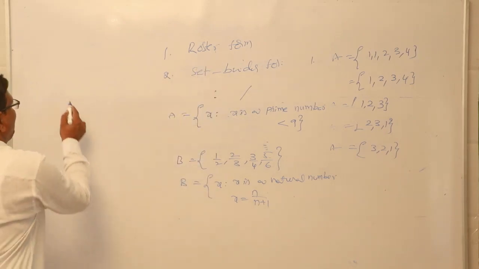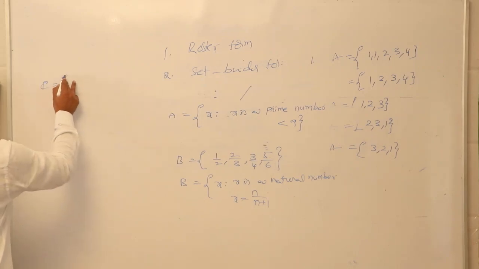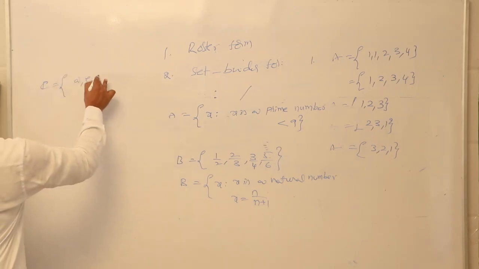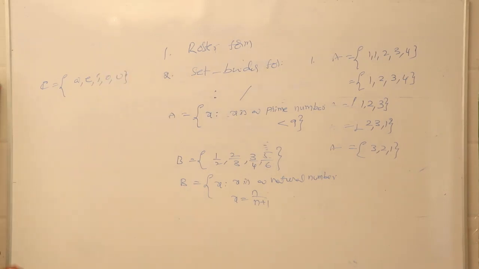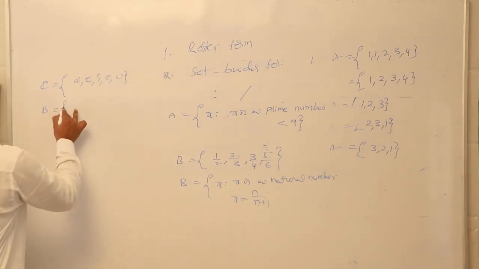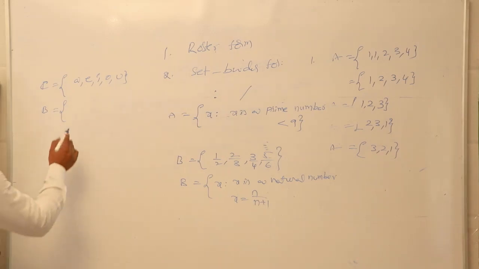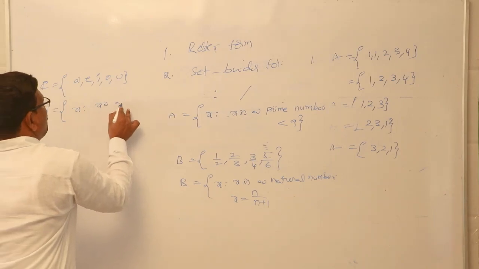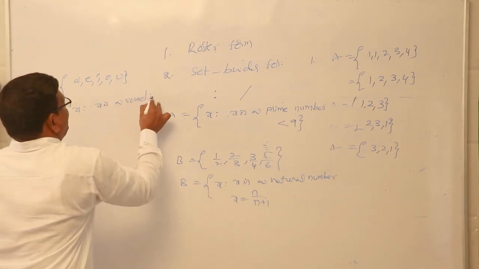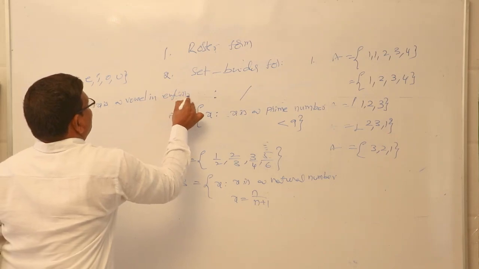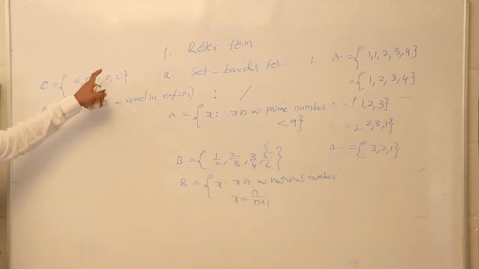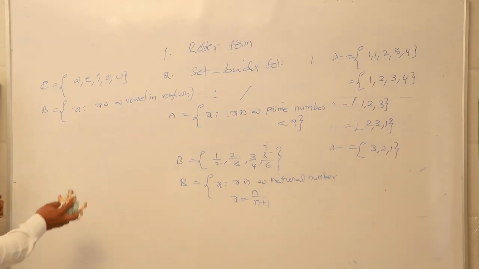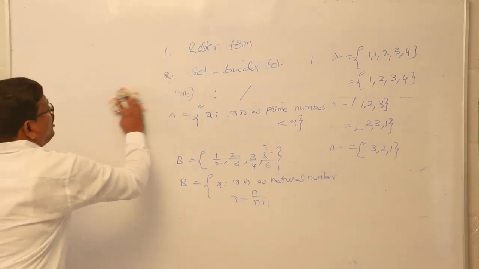And one more example is a, e, i, o, u. We can easily represent it in set builder form like this: x such that x is a vowel in English. So in this way, this is the common property which is possessed by all the elements. Next, how to represent?